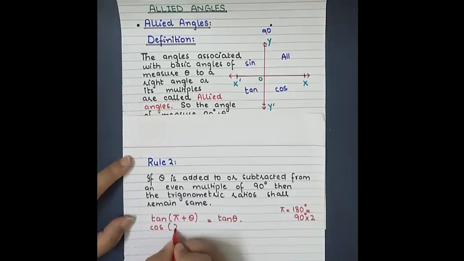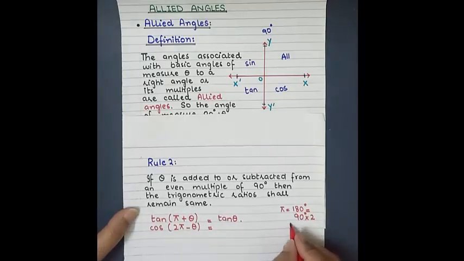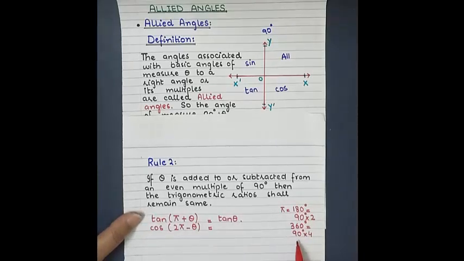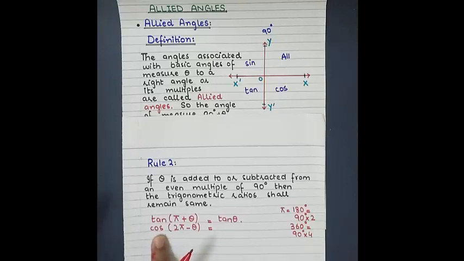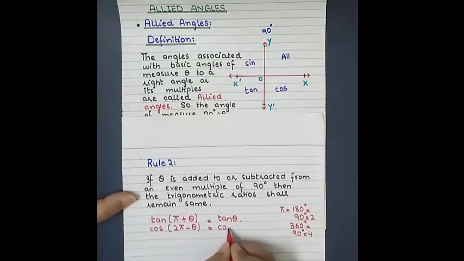Let's take another example. Cos(2 pi minus theta), and 2 pi means 360. So 360 is an even multiple of 90 degrees because 360 is equal to 90 degrees multiplied by 4, and 4 is an even number. So the cos will not change into its co-ratio, which is sine. Rather, this trigonometric ratio will remain the same. So cos and the angle theta.